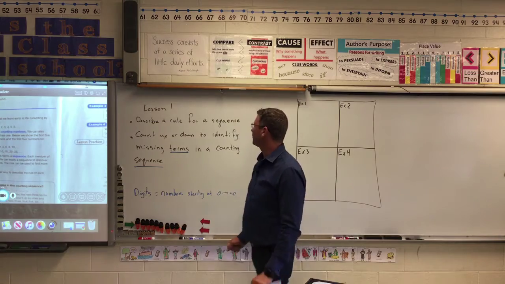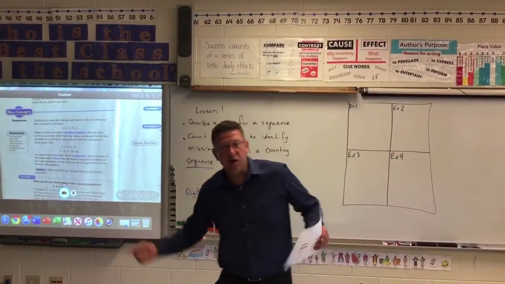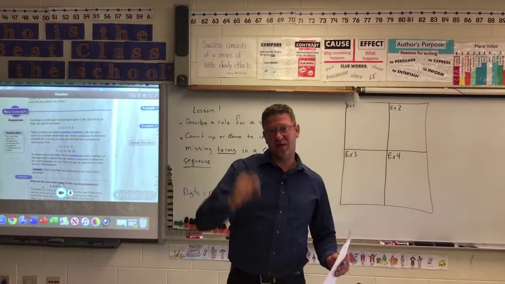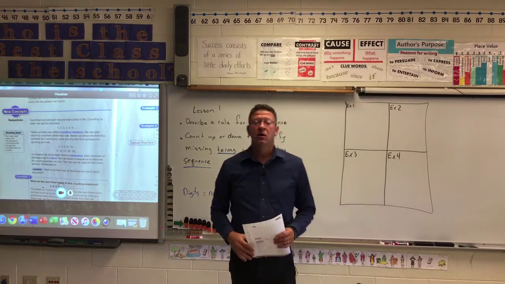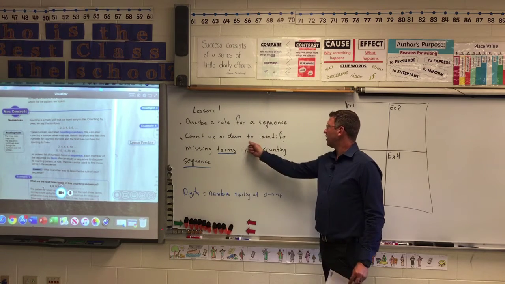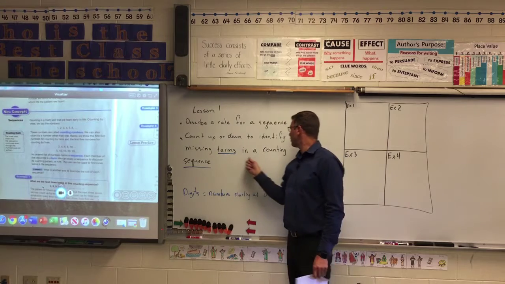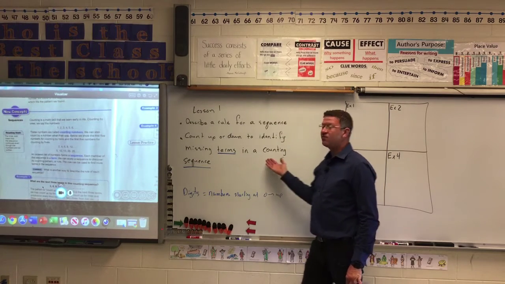Here are our objectives. First of all, we're going to describe a rule for a sequence. And I always say, does it go up or does it go down? If it goes up, you're adding or multiplying. If it goes down, you're subtracting or you're dividing. The other thing we're going to learn is how to count up or down to identify missing terms in a counting sequence. Okay? So we're going to find these missing terms.